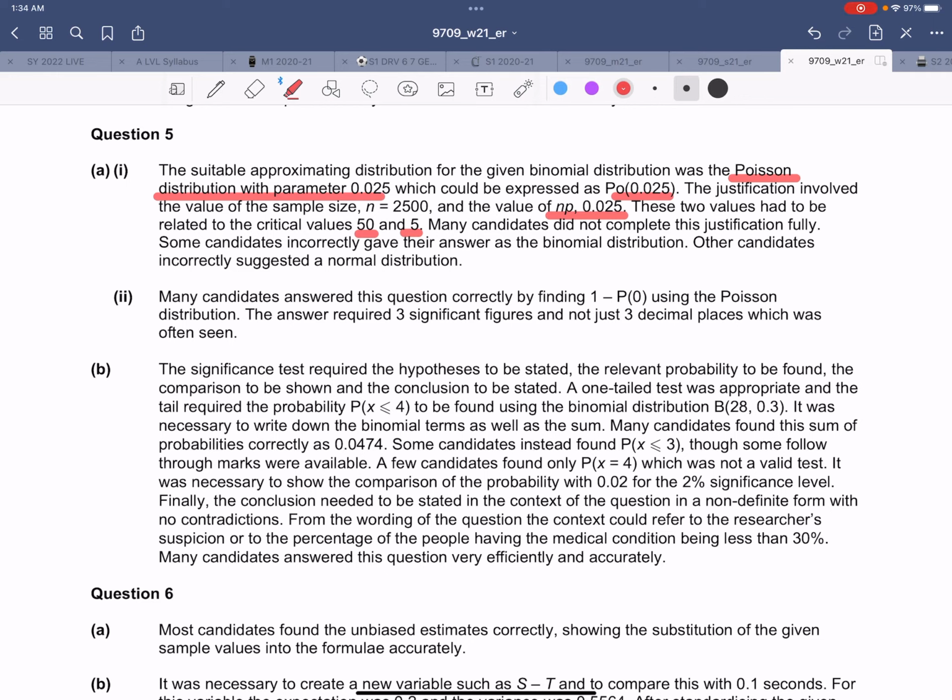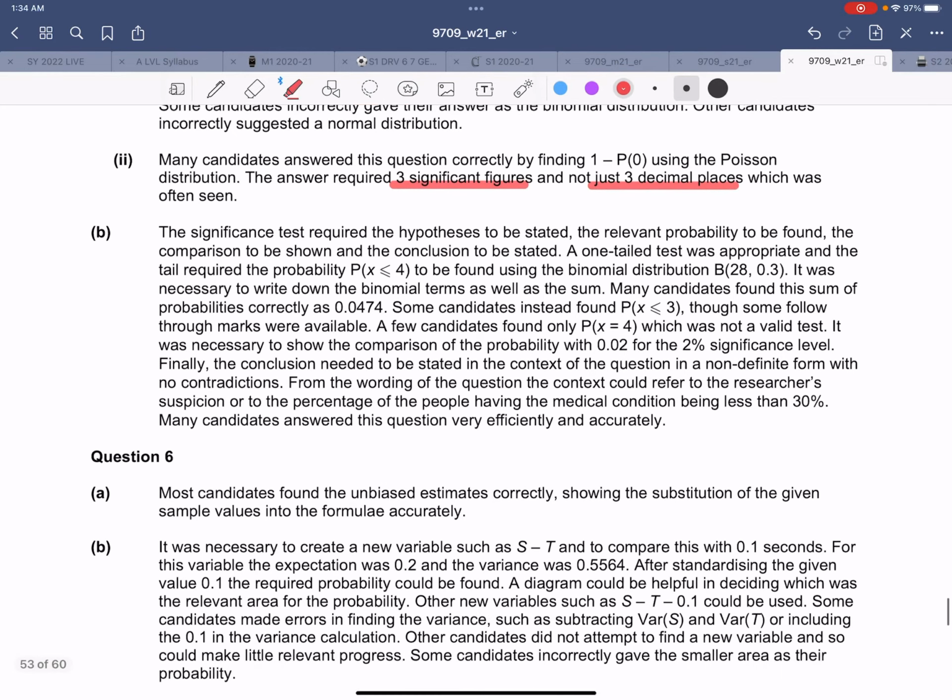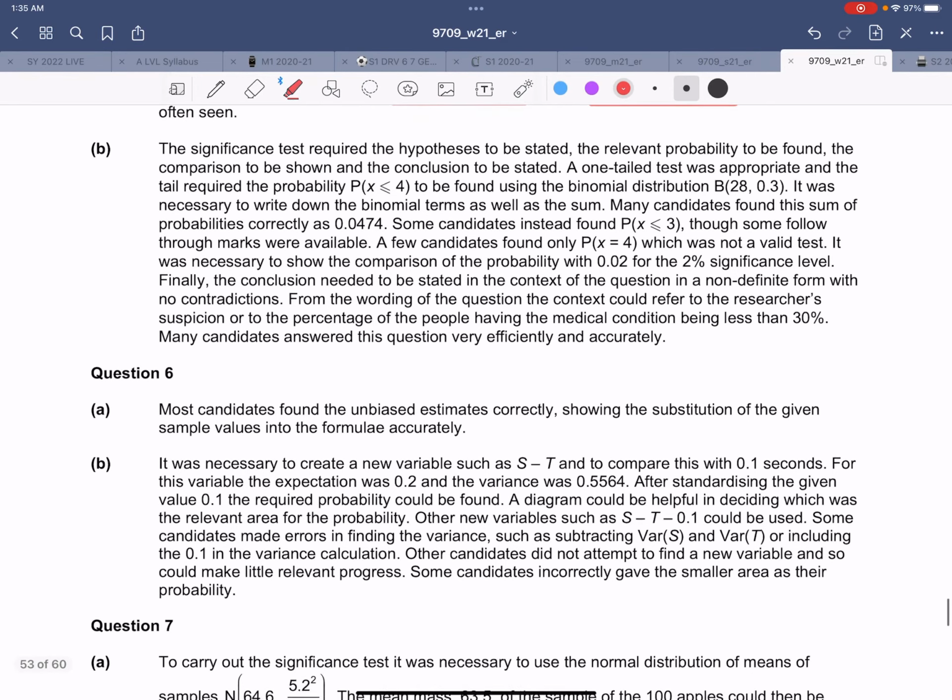Many candidates answered this question by finding the value to 3 decimal places and not the required 3 significant figures. Now people mix up the two. The accuracy level is 3 SF, not 3 DP.